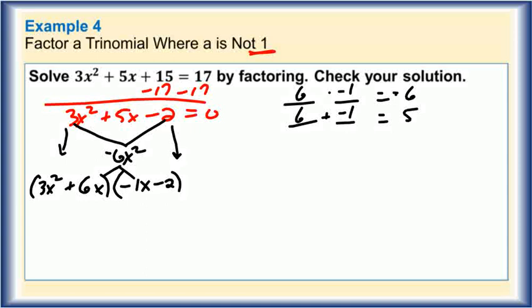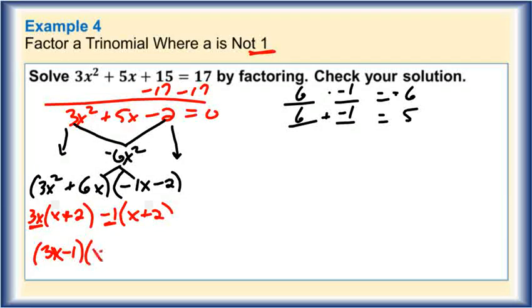Now I can factor. I can take out a 3x here, and that leaves me with x plus 2. Over here I can take out a negative 1. That leaves me with x plus 2. So my answer, I would have 3x minus 1, because it's everything on the outside, times x plus 2, which is what my parentheses were. Now if I make each of these equal to 0, I can now solve. So let's do that over here.